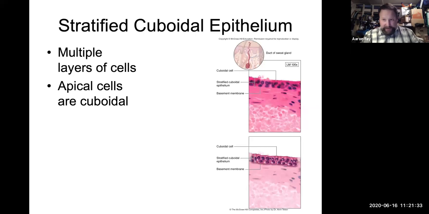Stratified cuboidal epithelium. So here we're going to have 2 or more layers of cuboidal cells. So this is fairly rare in the body. Kind of places you will find this would be in the ducts of certain glands. Like when you look at sweat ducts leading out of sweat glands in the body, you will find stratified cuboidal epithelium.